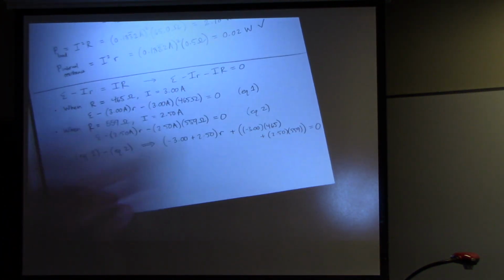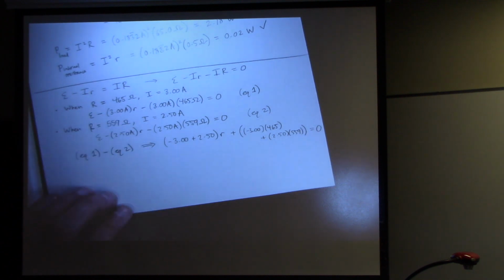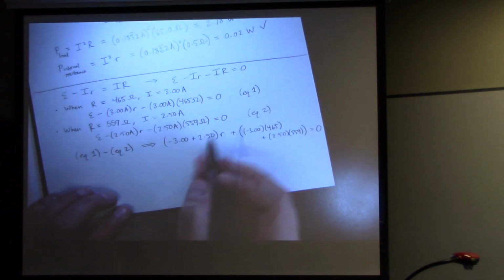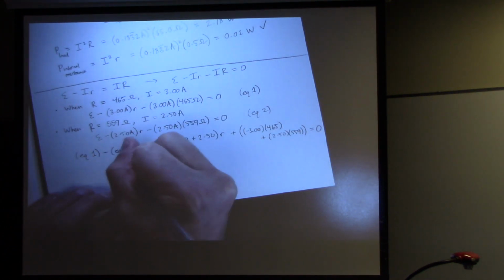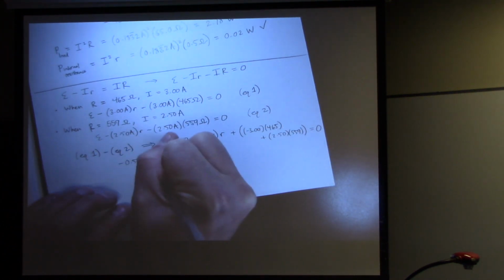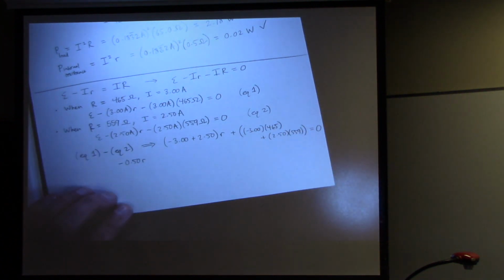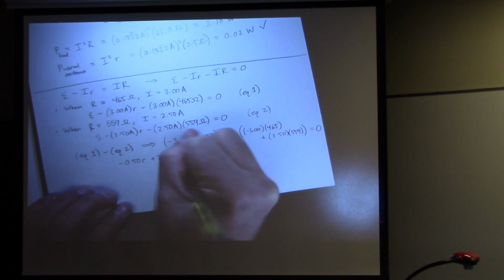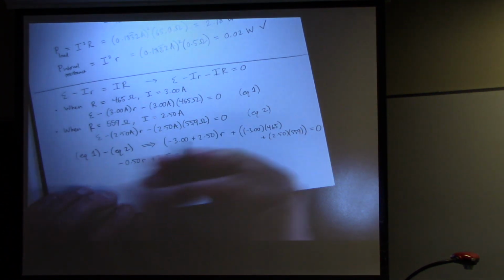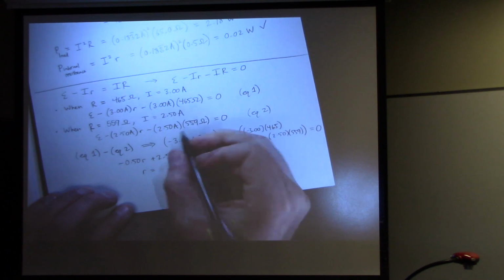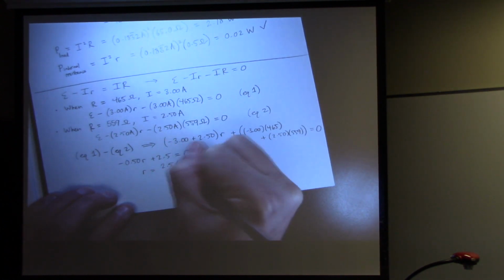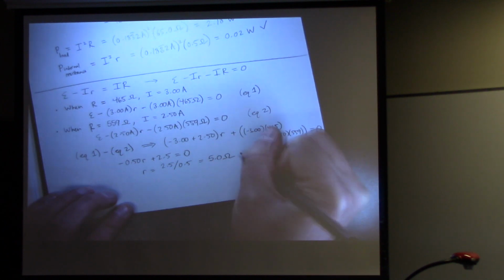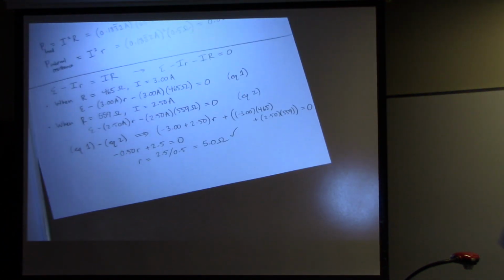Okay, so it's pretty straightforward at this point just to get r. Let's work it out real quick. So when you combine what's in the parentheses here, you're going to get minus 0.5. And when you combine all of this in this other set of parentheses, what you're going to get is 2.5, and that equals 0. So r is equal to 2.5 divided by 0.5, i.e. it's just 5 ohms. So 5 ohms of internal resistance in this battery.